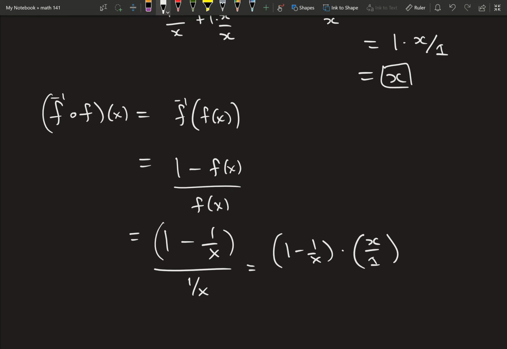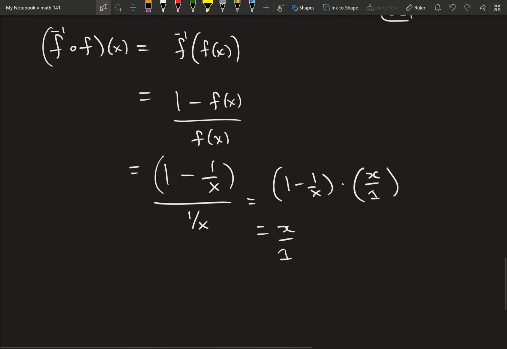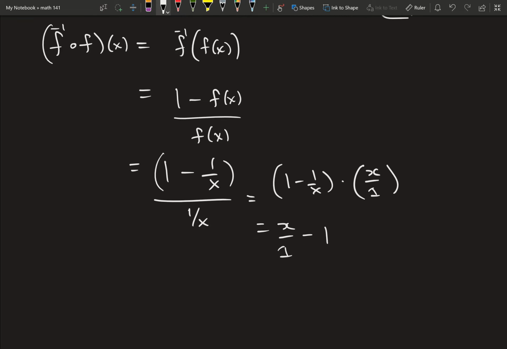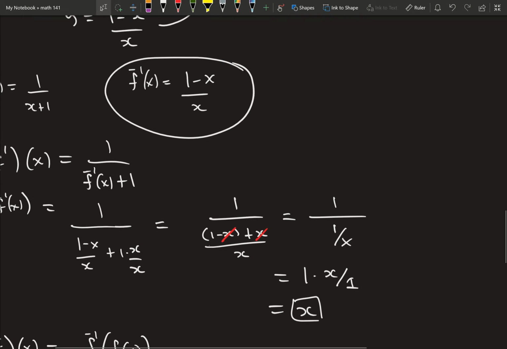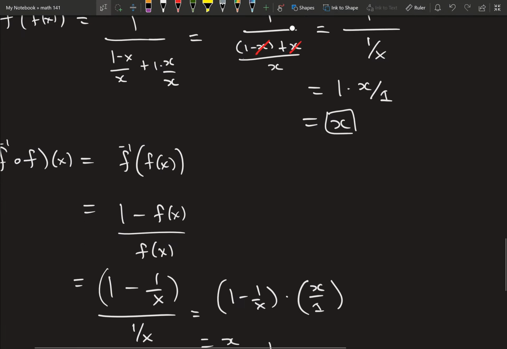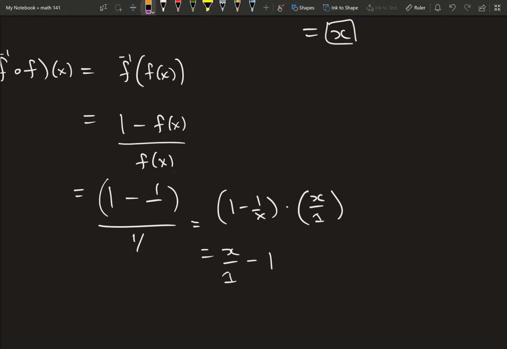We get, this is equal to x over 1 minus x over x. This is x minus 1. Well, so, oops, I'm sorry. I made a mistake. The f of x was not 1 over x. It was 1 over x plus 1. Sorry. So this part here was supposed to be x plus 1. This was x plus 1. This is x plus 1. Okay, now we're in good shape. Sorry. So it was not 1 over x, it was 1 over x plus 1.